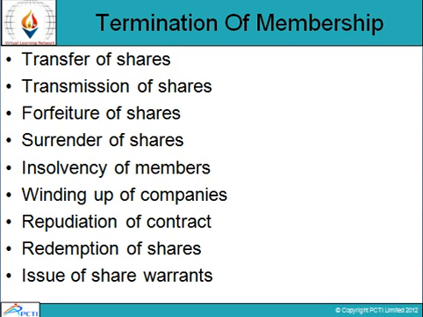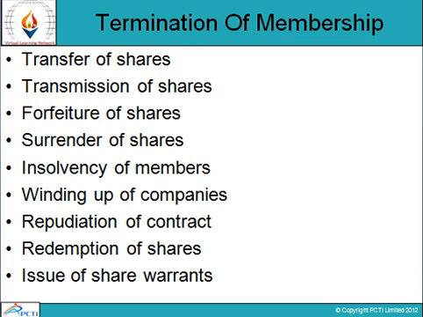Termination of membership. First, transfer of shares. When a member transfers his shares to another person and the transfer is duly registered by the company, the name of the transferor is removed from the register of members. Transmission of shares. On the death of a member, his shares get transmitted to his legal representative. Forfeiture of shares. Shares may be forfeited for non-payment of calls and other reasons contained in the articles. The membership terminates on share forfeiture.